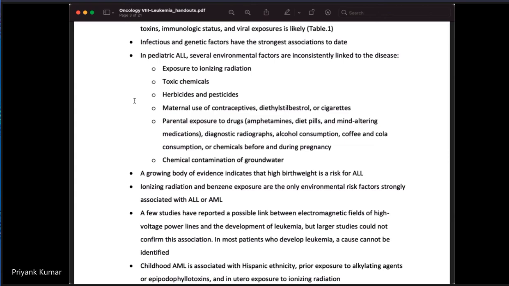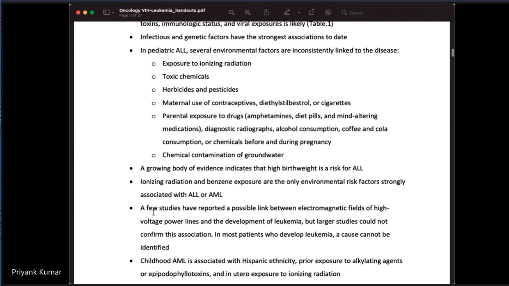Correct. So there are several environmental factors that may be associated with ALL, but they're inconsistently linked, meaning not all the time would you see that the ALL is happening because of these factors in the patients. So that's why for ALLs or for leukemias, you rely on the risk factors, the environmental factors, the immunophenotyping, and cytogenetic factors. Okay.